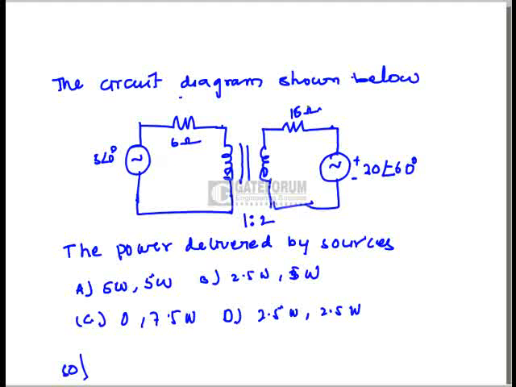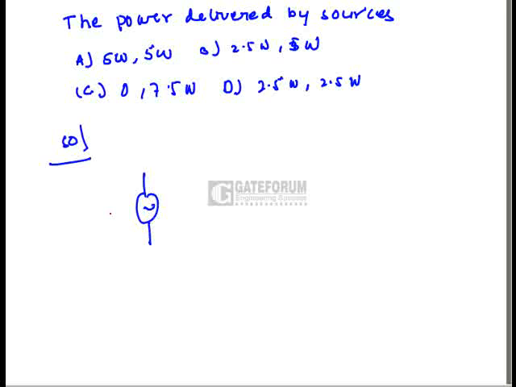If you shift the 16 ohms to the primary side, it has to be divided by the transformation ratio squared. The transformation ratio here is 2, so we have to divide by 4. I am writing the equivalent circuit referred to the primary side. This is 5 at an angle 0 degrees, which is given on the primary side, and this is 6 ohms. Now I am shifting the 16 ohms to this side. This is 16 divided by 4, where 4 is nothing but k square. So k is 2, that's why k square is 4. So 16 divided by 4 means 4 ohms.